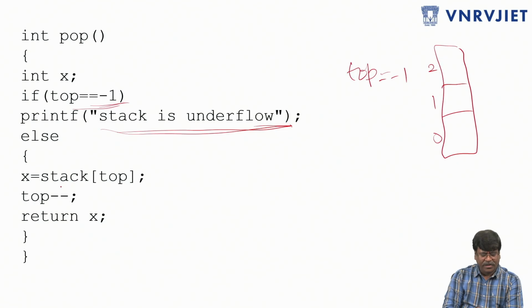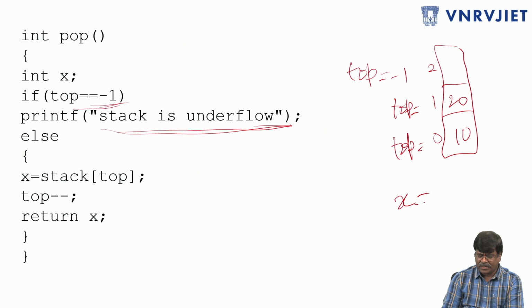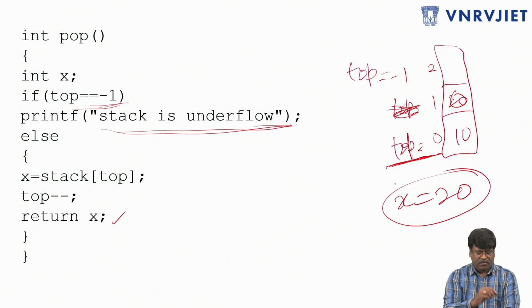Otherwise, for suppose I already have 10, 20, so automatically top represents 1. Here I store x equal to stack of top. So what is x? Stack of top, 20. Then I make top equal to top minus minus. So I decrement the index of the top here, and I return this value to main by using the pop operation.